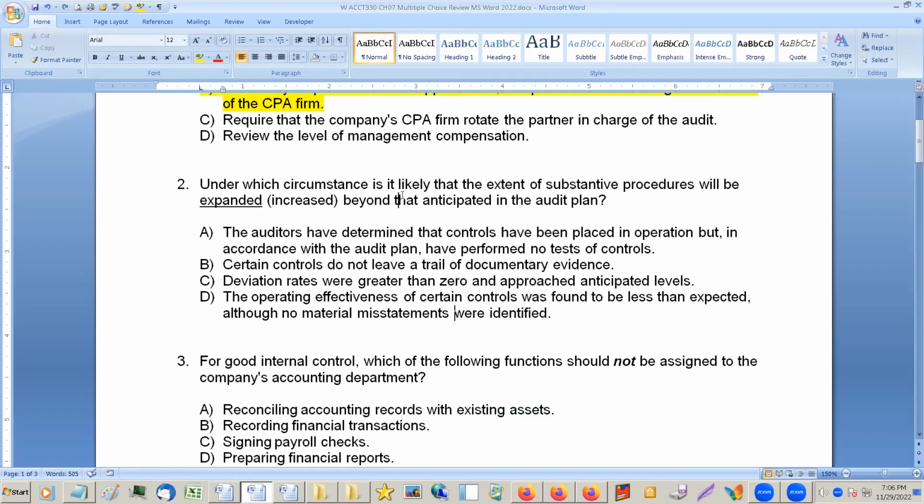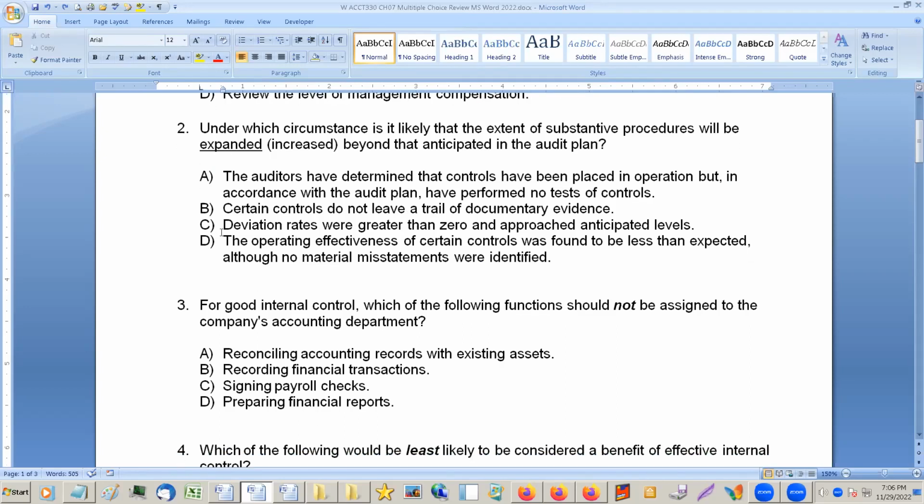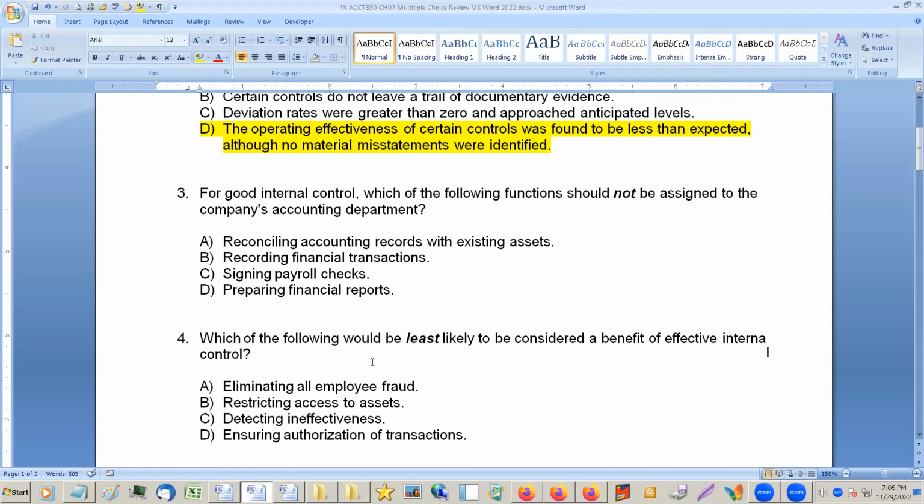Which of the following is likely to extend the substantive testing procedures? The first one, someone picked that they hadn't, but in accordance with the audit plan, they decided not to do test of controls. So this one, they decided not to do test of controls. D is correct. You guys got it.